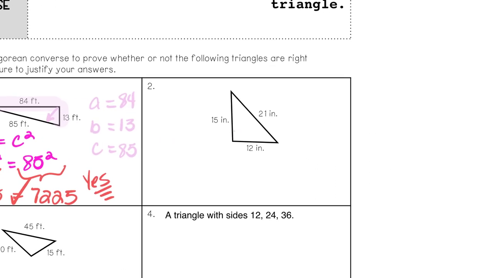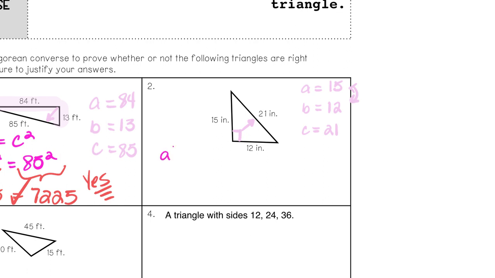So let's try the same thing on the next one. I'm going to start with my right angle here, so I know my C is over here. Let me write it up here: A equals, B equals, and C equals. A is going to be 15, just for the sake of this, 12, and then 21. Remember, these two can be interchanged.